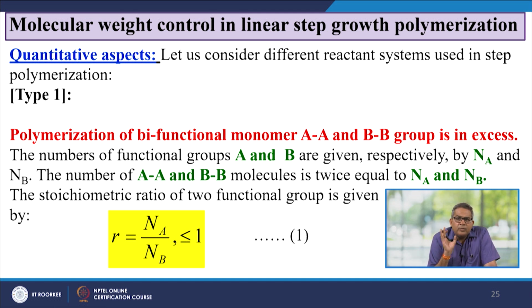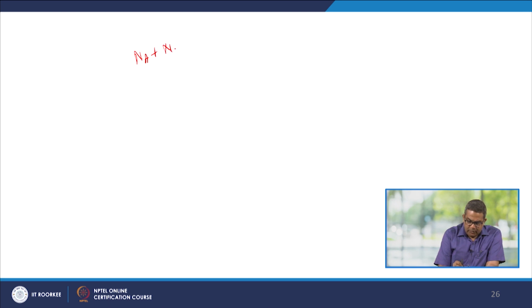Now let us consider the different reactant systems used in step polymerization, that is type 1 we discussed earlier. Now the polymerization of a bifunctional monomer AA and BB, where the BB group is in excess. So the numbers of functional groups A and B are, respectively, say Na and Nb. The number of AA and BB molecules is half of Na and Nb. So the stoichiometric ratio can be given as R is equal to Na over Nb, which is less than or equal to 1. Now the total amount of monomer molecules is determined by Na plus Nb over 2, or Na times 1 plus 1 over R, over 2.